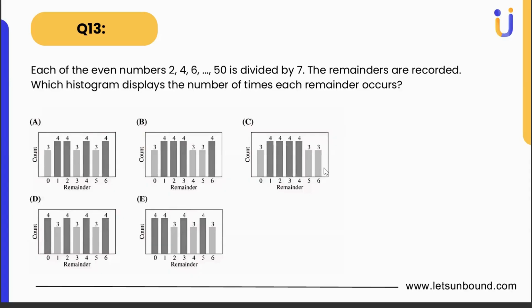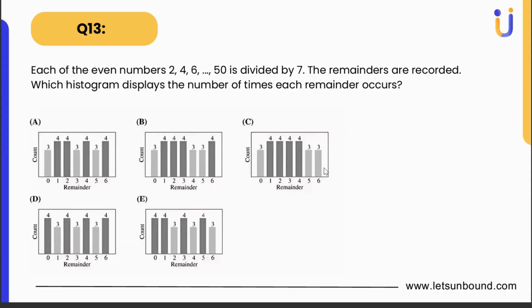Let's understand the 13th question now. It says each of the even numbers 2, 4, 6, ..., 50 is divided by 7. The remainders are recorded. Which histogram displays the number of times each remainder occurs?